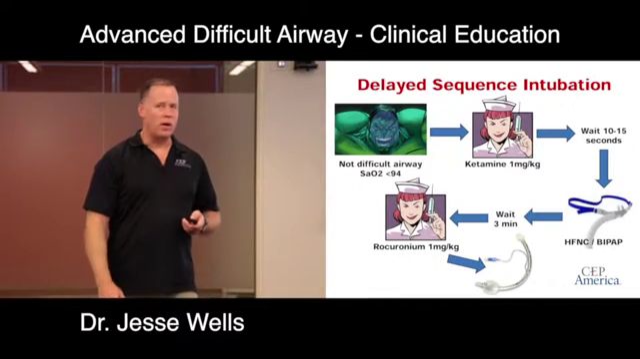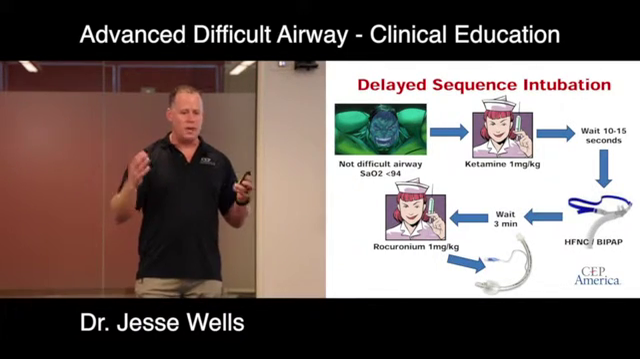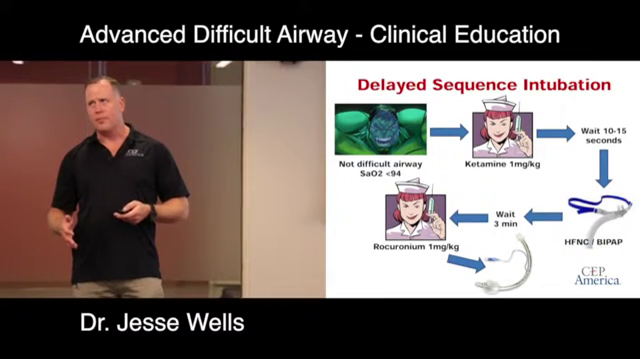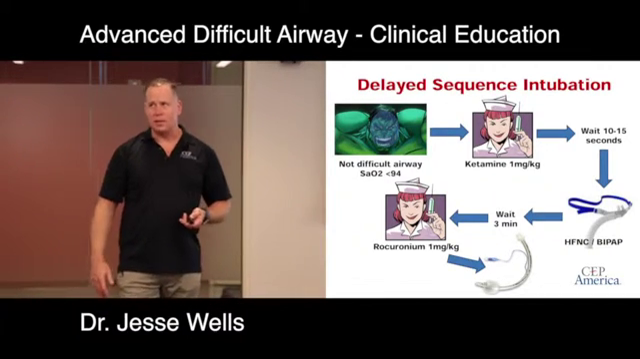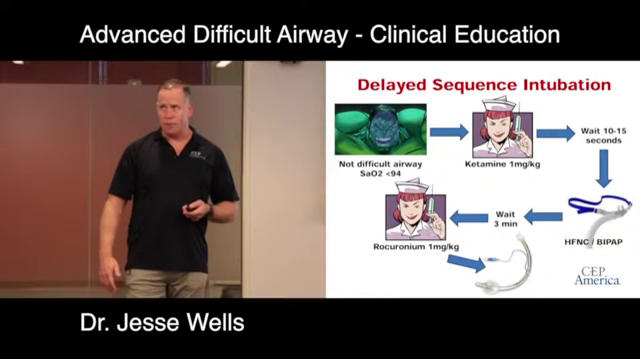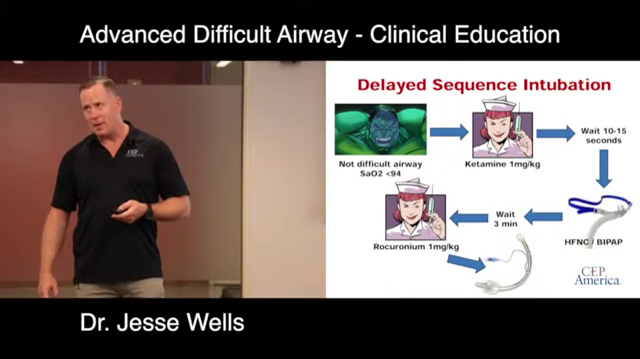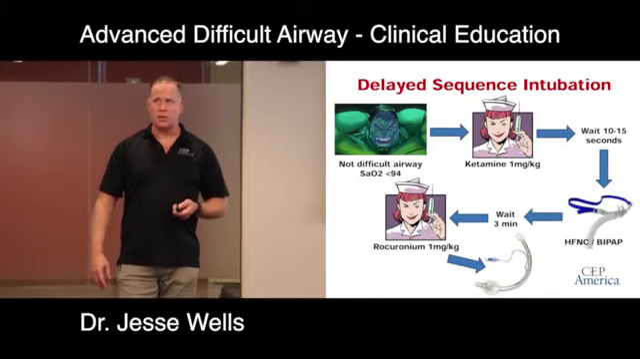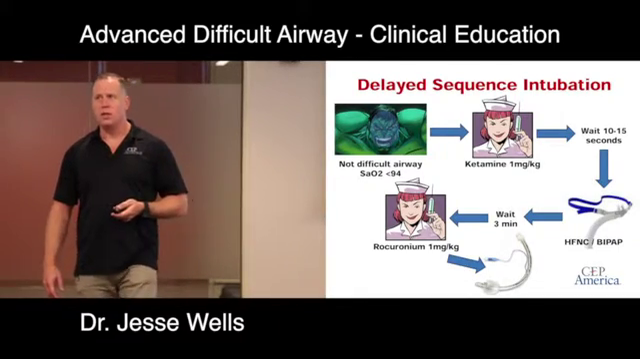Okay? So here it is one more time. You got the patient that's predicted not to be difficult, but you can't get their SATs up. You sedate them with ketamine. You wait. You put them on BiPAP or high flow nasal cannula or bag them. You do that for 3 minutes. Then you give your rocuronium, and then you intubate.